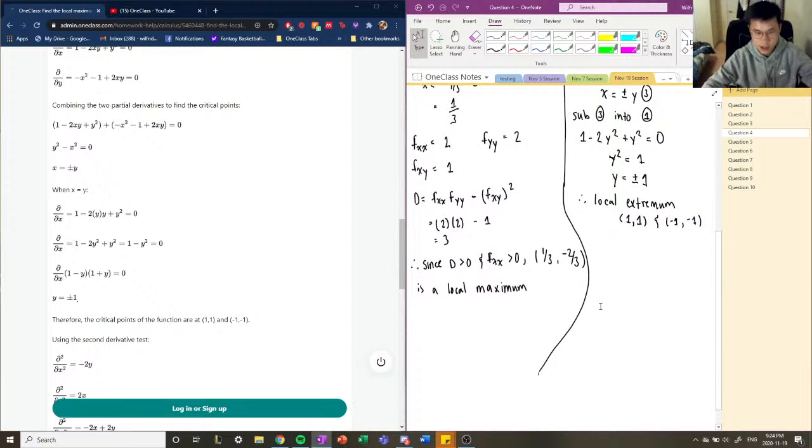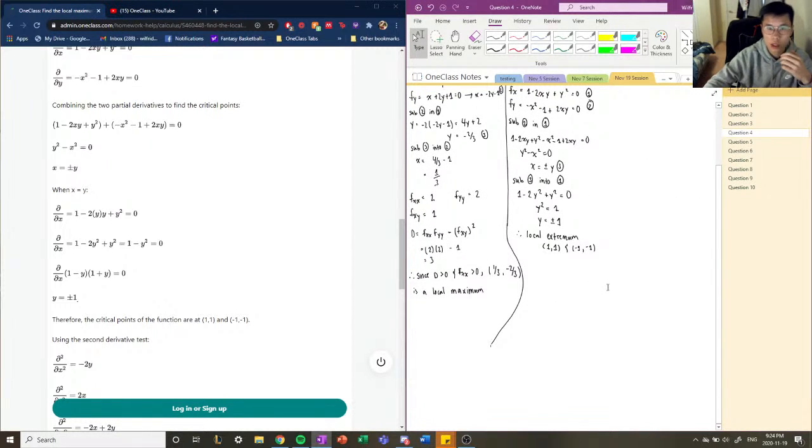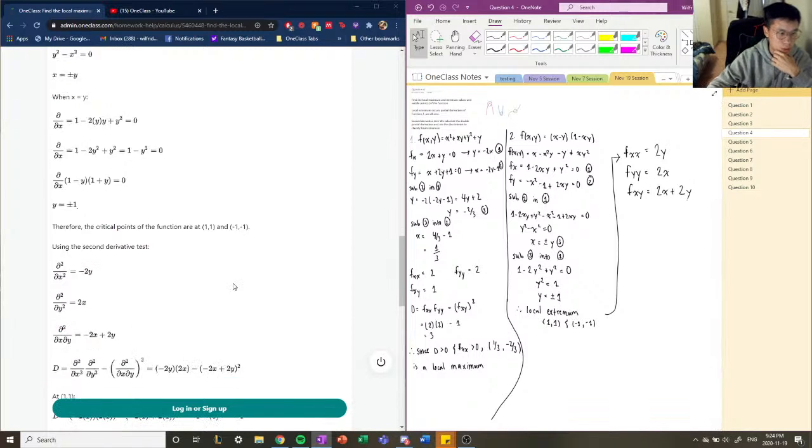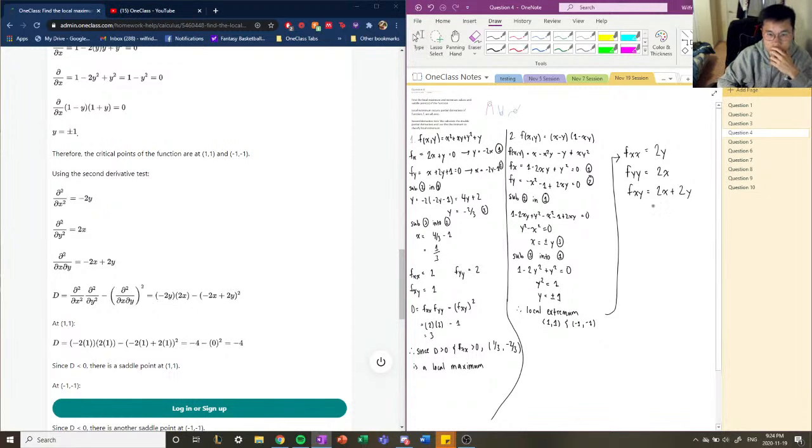Around that, also let me zoom out a bit. Okay, sure. So I'm going to do the rest of the work over here. It's kind of crowded down there. Okay, so now we're going to calculate the second partial derivatives. So f of x equals 2y, and f of y is going to be equal to 2x. F of xy is equal to 2x plus 2y. Oh, there should be a negative.